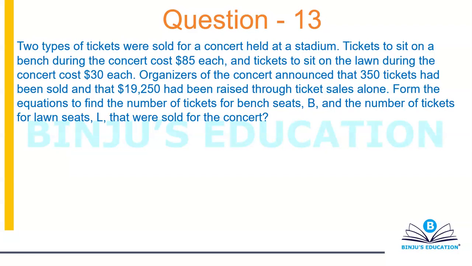All right, let's try this one. So two types of tickets were sold for a concert held at a stadium. Tickets to sit on a bench during the concert cost $85 each. So if you want to sit on bench, then you will have to pay $85 for one ticket. And tickets to sit on the lawn during the concert cost $30 each. If you want to sit on the lawn, then for one ticket you'll have to pay $30.